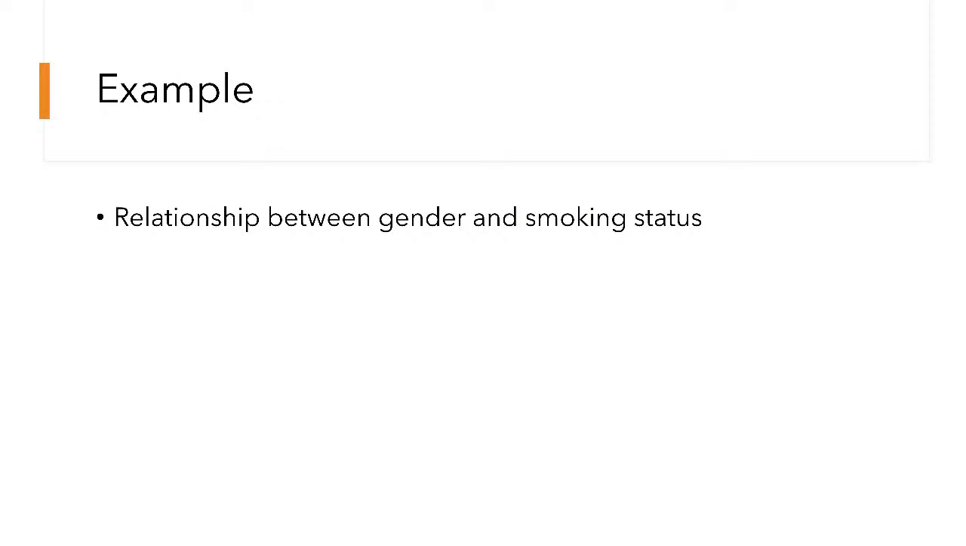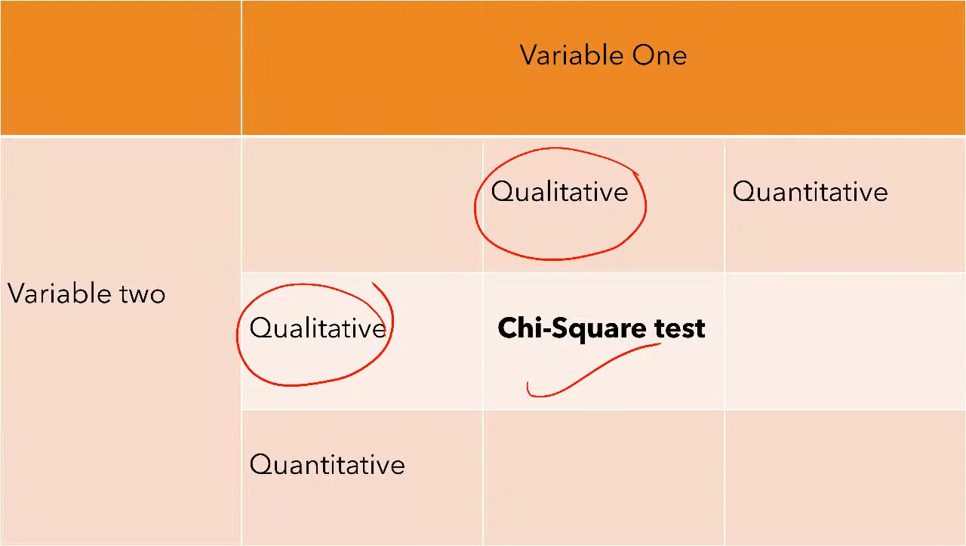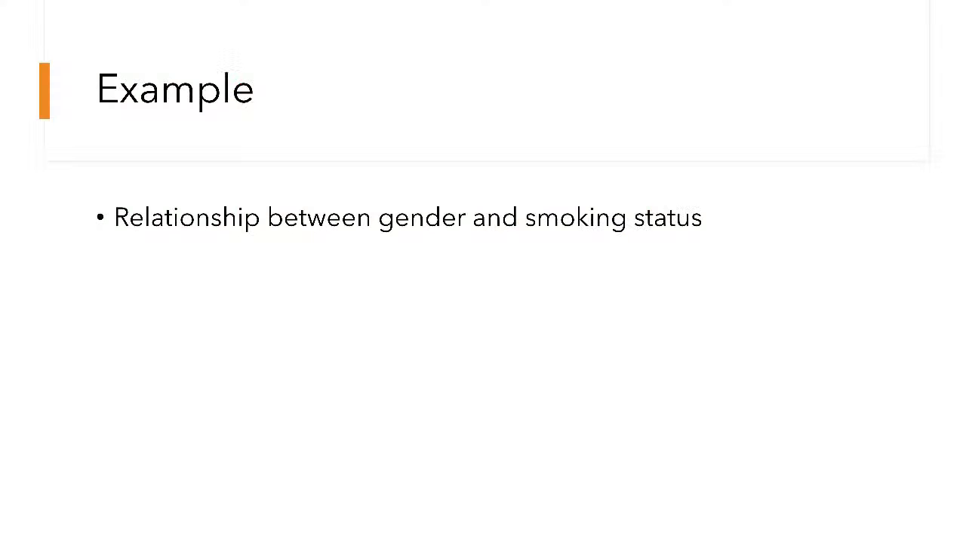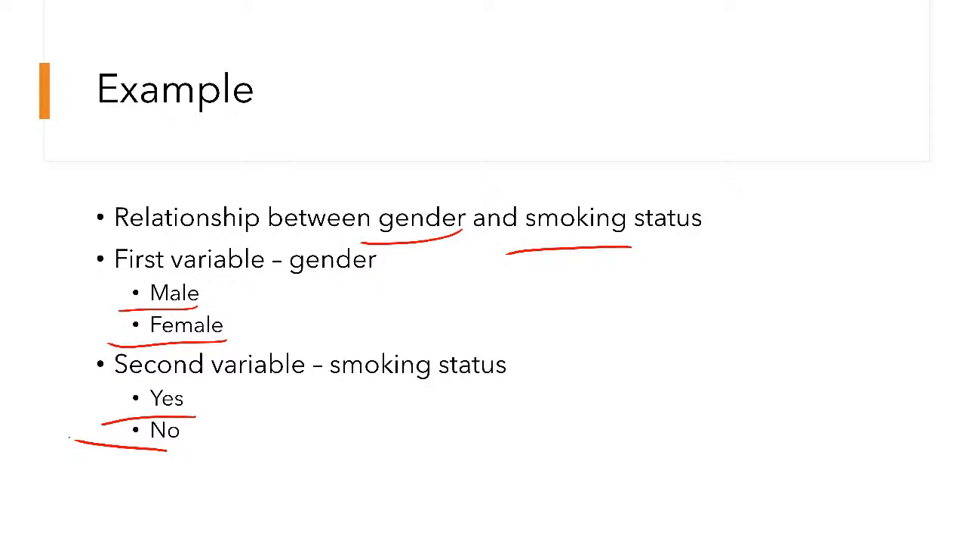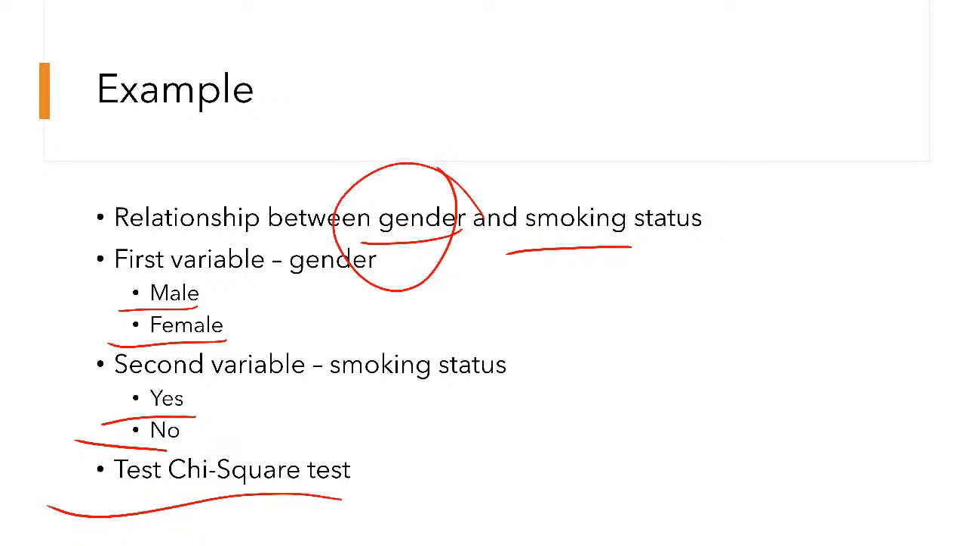Let's talk about an example of this situation, when one variable is qualitative, the second variable is also qualitative, and we have to choose the chi-square test. For example, we want to check whether there is a relationship between gender and smoking. Gender is a qualitative variable with 2 levels, smoking is a qualitative variable with 2 levels, and therefore we will choose a chi-square test in order to find out the relationship between gender and smoking status. Again, this is because the first variable, gender, is a qualitative variable, and the second variable, smoking status, is also a qualitative variable. Therefore we will choose a chi-square test.